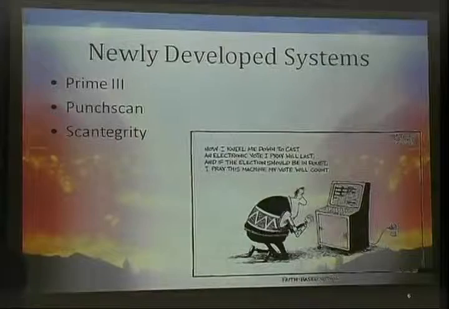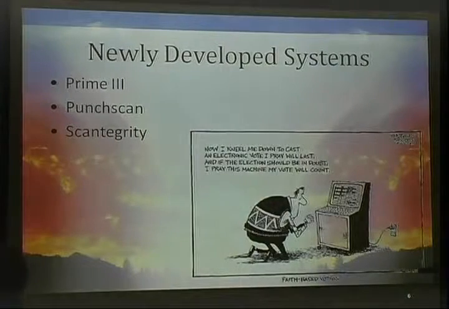As you can see by my little man in the corner, more and more people are concerned if their votes are counting or if it's a total crapshoot. If you can't read it in the back, it says, "Now I kneel me down to cast an electronic vote I pray will last. And if the election should be in doubt, I pray this machine my vote will count." Some places are putting that concern aside and experimenting with distance balloting.